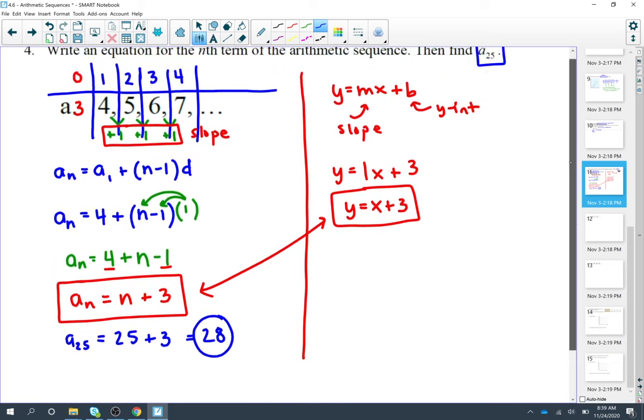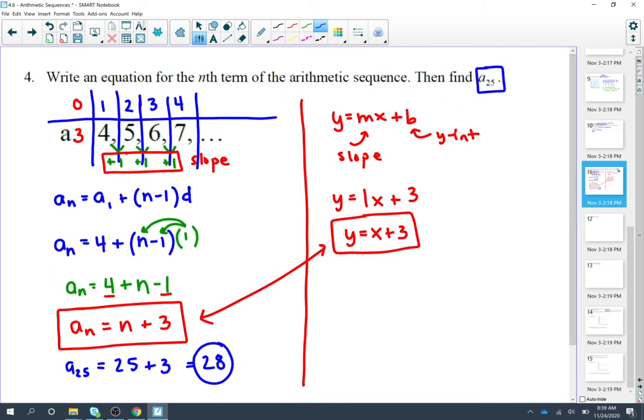So what that means is, if you keep going 4, 5, 6, 7, 8, the whole way out to the 25, you're going to get 28. Same thing here. Y equals, substitute 25, and we know that it's 28.